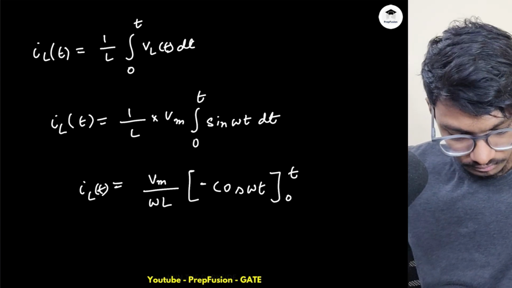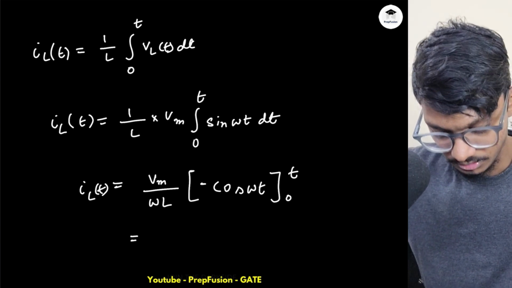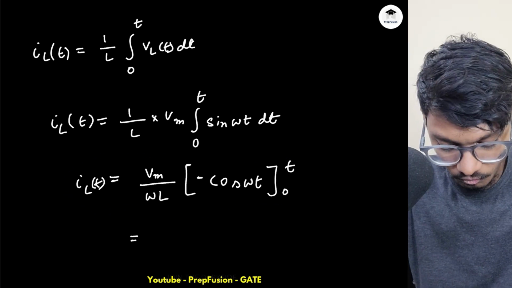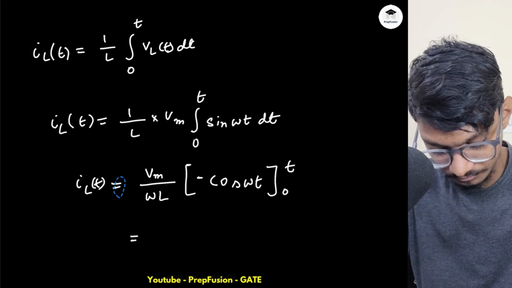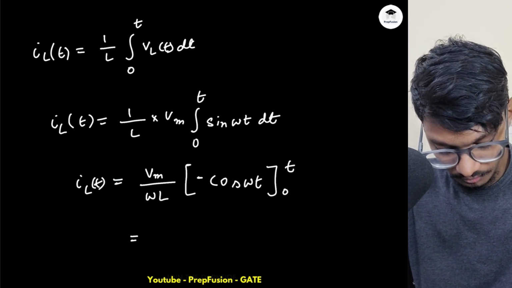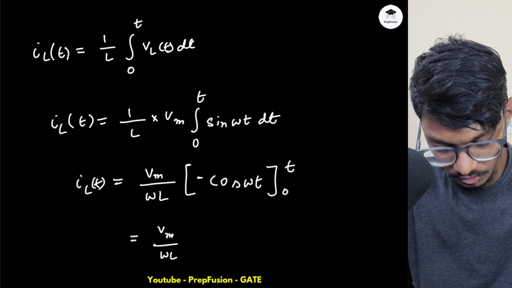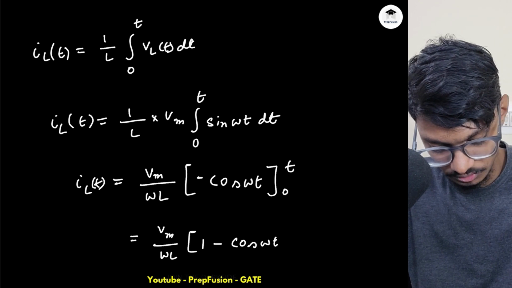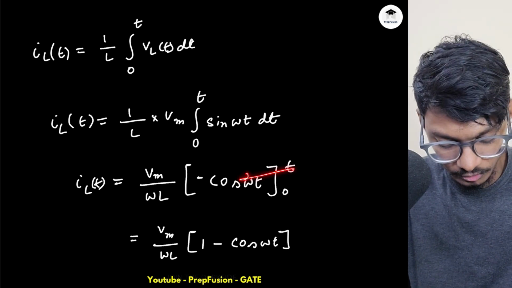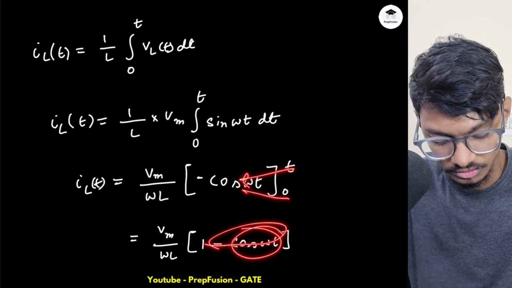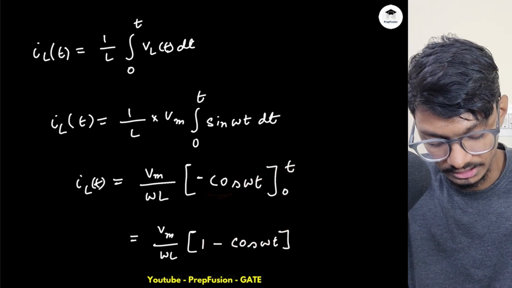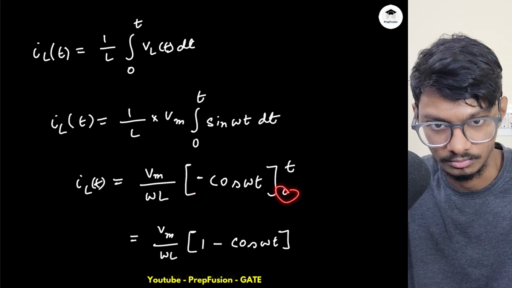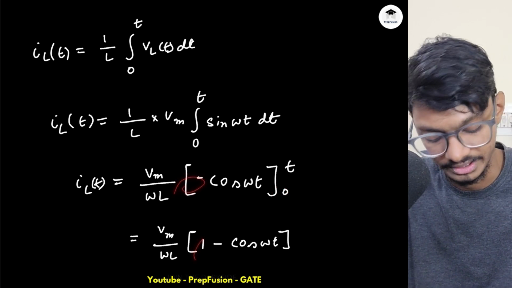Zero to t. Okay, so this is Vm by omega, 0 to t. Now if I write this expression properly, this will be Vm by omega L times (1 minus cos omega t). This will be the expression, because if I put t here, this will be cos omega t. If I put 0, this will be minus 1, and there is a minus sign. This is the lower limit, so minus of minus becomes plus, so plus 1 will be here.